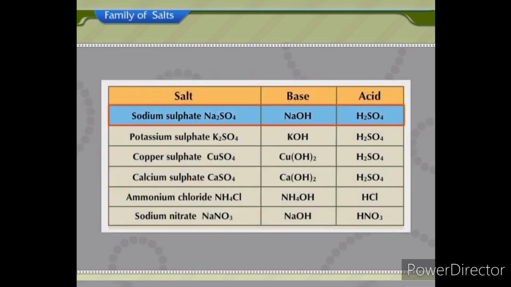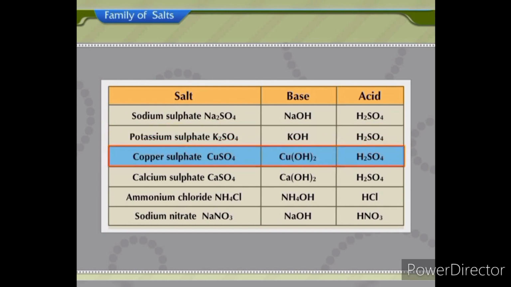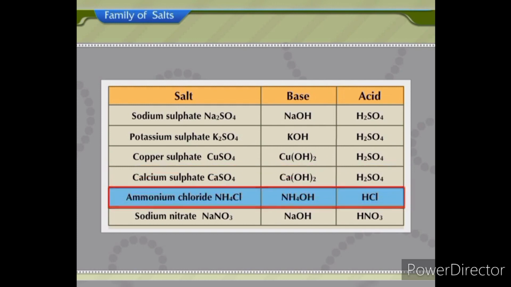Sodium sulfate is a salt of sodium hydroxide and sulfuric acid. Potassium sulfate is a salt of potassium hydroxide and sulfuric acid. Copper sulfate is a salt of copper hydroxide and sulfuric acid. Calcium sulfate is a salt of calcium hydroxide and sulfuric acid. Ammonium chloride is a salt of ammonium hydroxide and hydrochloric acid. Sodium nitrate is a salt of sodium hydroxide and nitric acid.